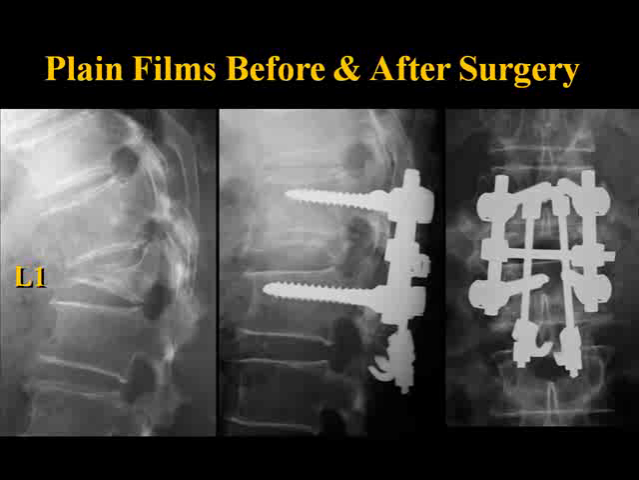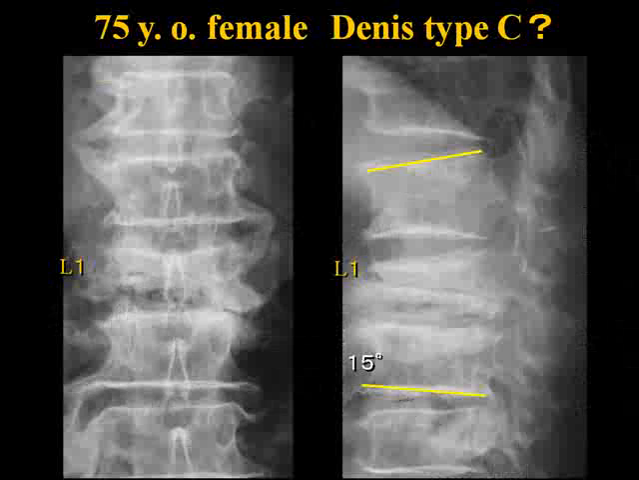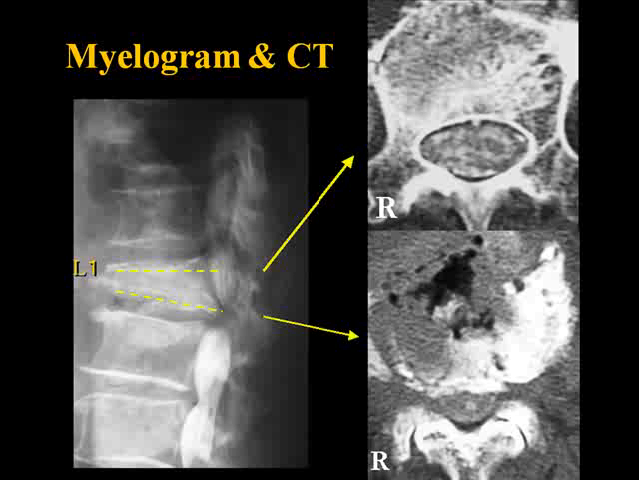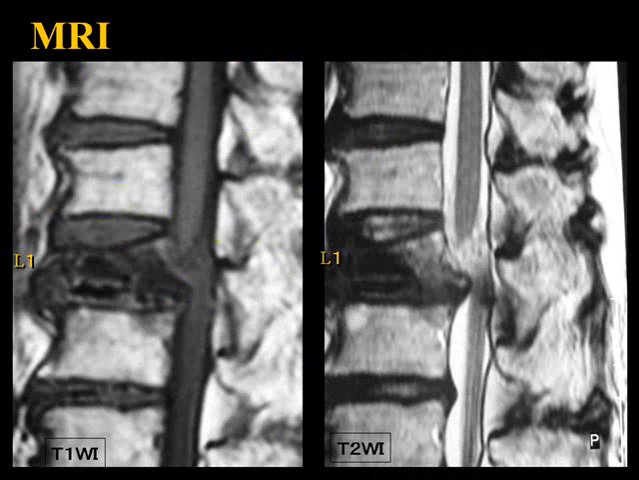This patient is a 75 years old female of Dennis type C. In this case, the lower part of L1 vertebral body and the disc between L1 and L2 are compressing the dural canal. MR images are also showing the lower part of L1 vertebral body compressing the spinal cord.